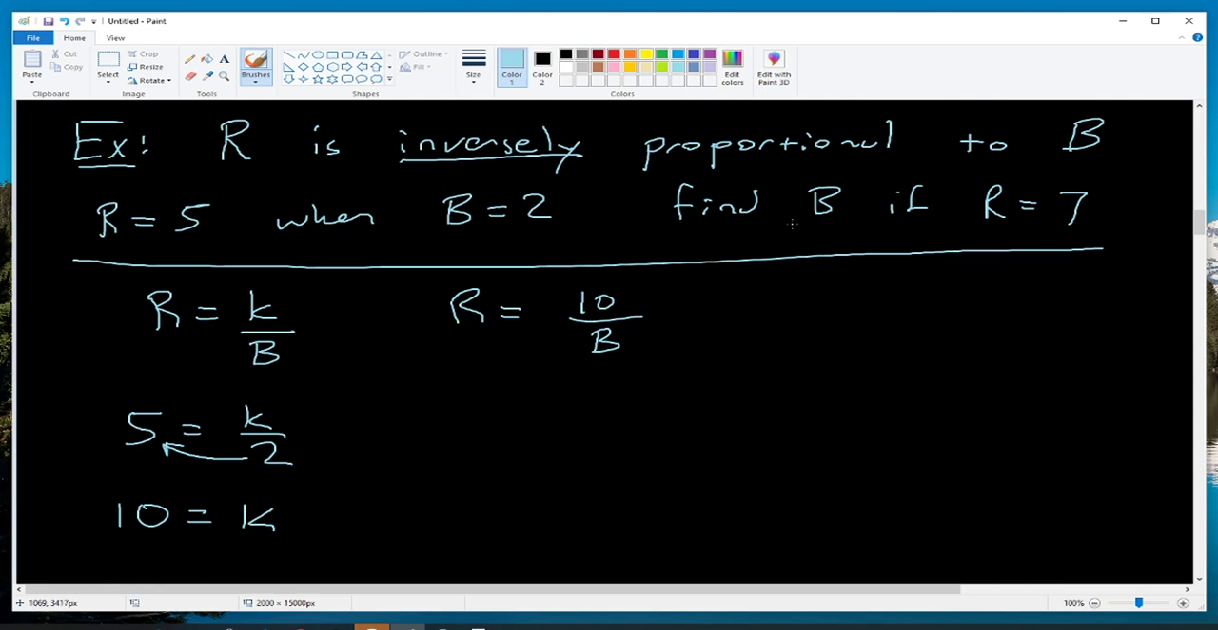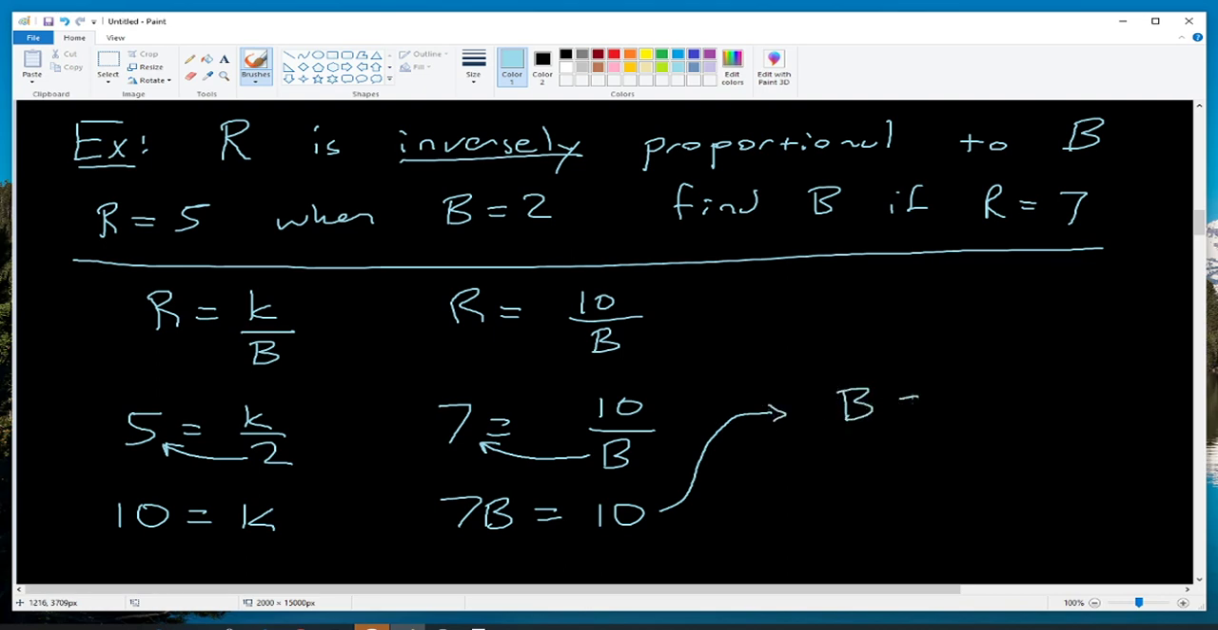Now we want to find B when R is 7. So this time, normally they give us the B and figure out the R. This time we have to put 7 in for R and figure out what the B value is. So I'm going to multiply the B across, so I get 7 times B is 10, because I need the B out of the denominator there. Then if I want the B by itself, the 7 divides back across, and we get B is 10 over 7, and that wraps that one up.